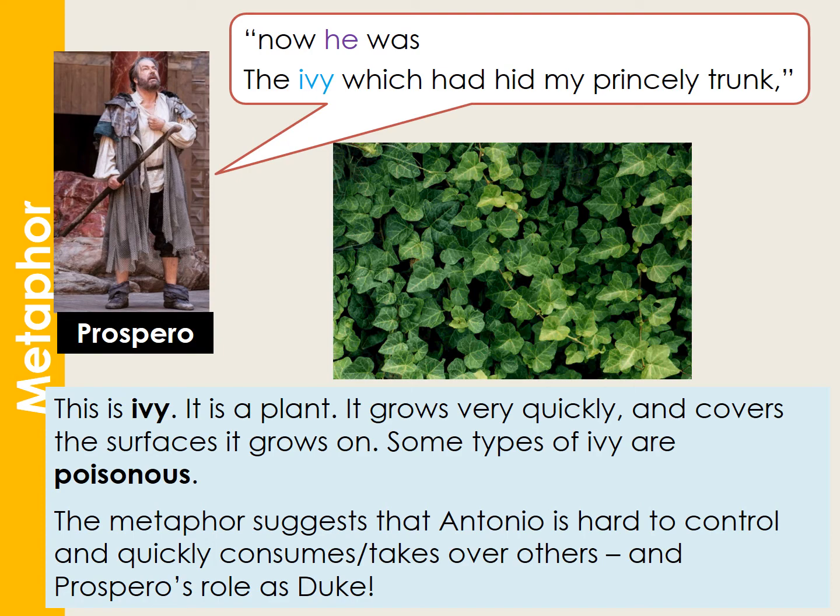The idea here of the princely trunk, think about a tree trunk and how perhaps ivy or plants might grow up on that trunk. It's almost like Prospero is seeing himself as this tree that is caught in the ivy, caught in Antonio's web of lies and deception and scheming. So an excellent metaphor there.